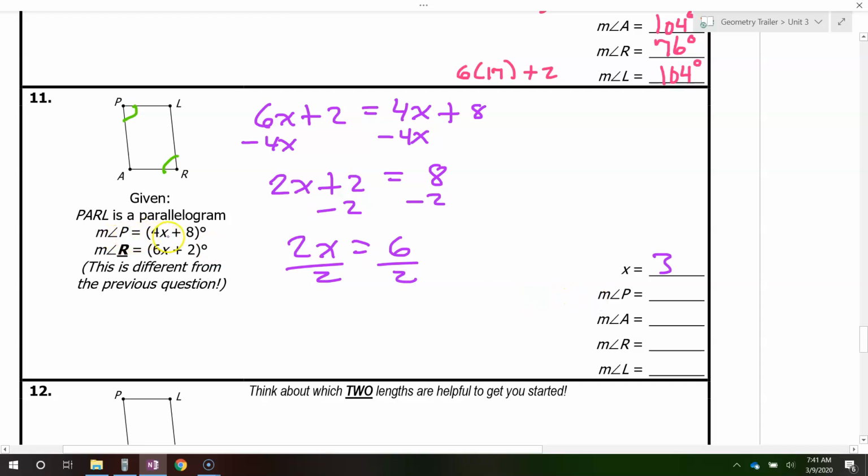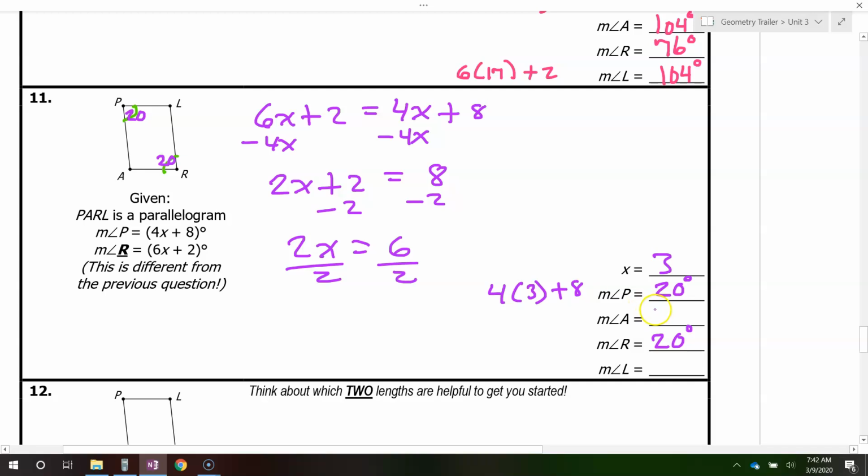Now, let's do the two angles that we have expressions for first. 4x plus 8. So that should be 4 times 3 plus 8. Well, that'll be 12 plus 8, which will be 20. So angle P is going to be 20, which right away means that angle R is also 20, because those are opposite angles. So I can jump down and make angle R 20 degrees.